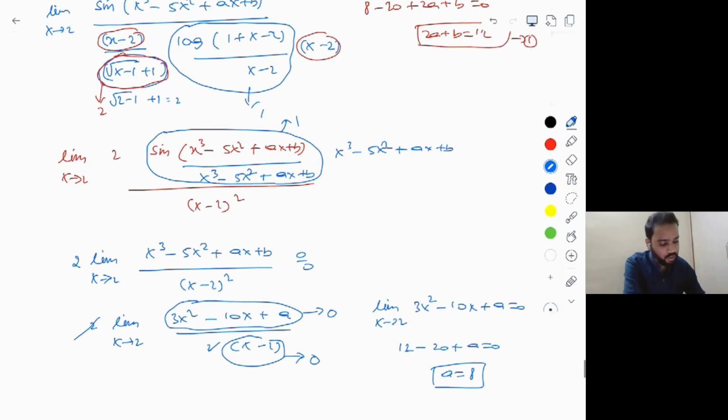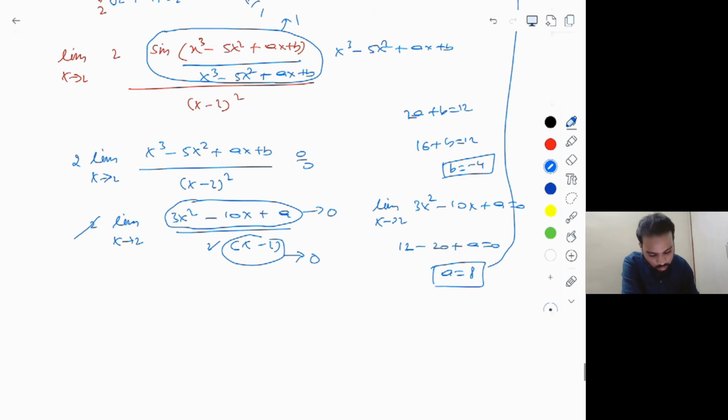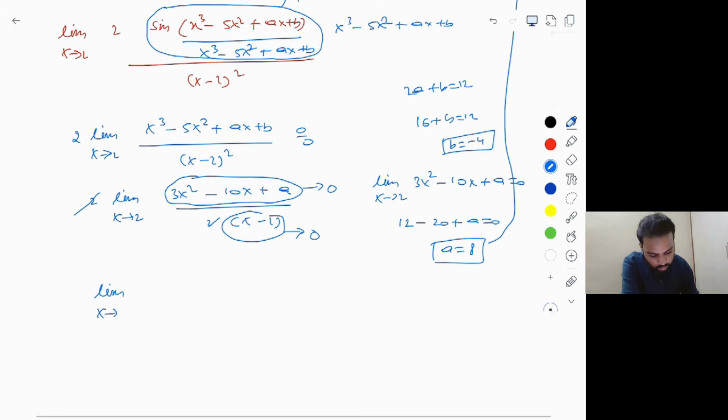But already we have one more condition there, right? So let's try to take this and put it here to obtain the value of b. So 2a plus b is equals to 12 was our condition. But if a is equals to 8, this becomes 16 plus b is equals to 12, which makes b is equals to minus 4. Okay. So we have found out both the values of a and also b, but we still need the value of limit, right? So for that, limit x tends to 2.